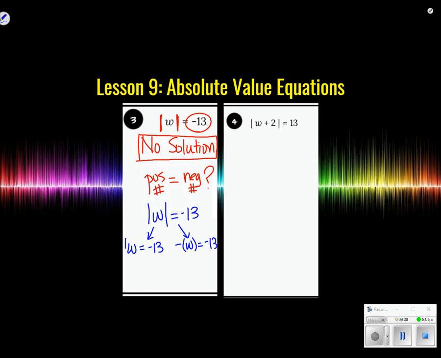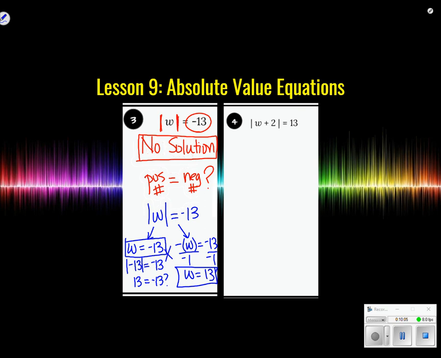And I'm just going, right? Here I'm going to divide by -1. W equals 13. Well, here is where the check comes in handy. Does the absolute value of -13 equal -13? That's a positive 13. Does positive 13 equal negative 13? No. So you would throw that one out. That answer doesn't work. It doesn't check out.